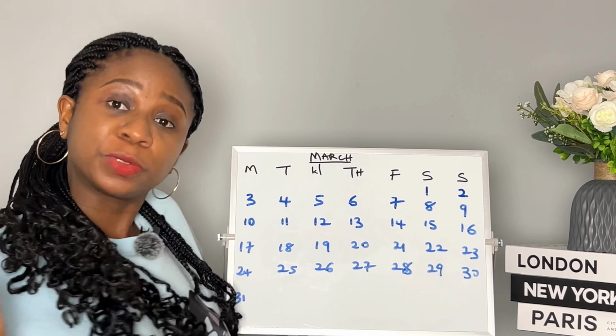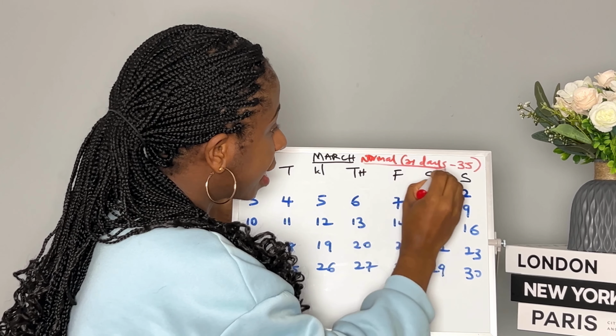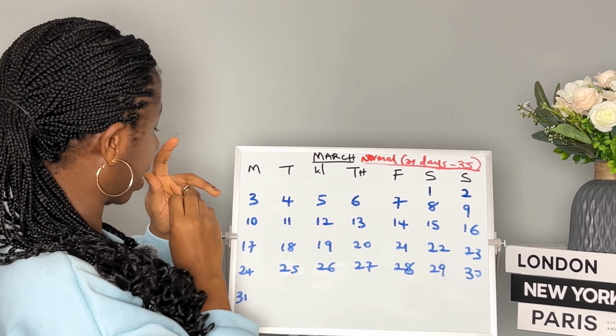It's very simple to calculate, and the normal menstrual cycle length varies from 21 days to 35 days. So that is the normal menstrual cycle length for everyone.